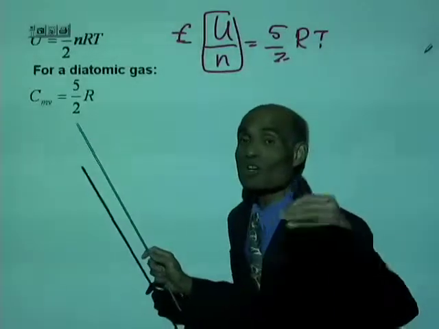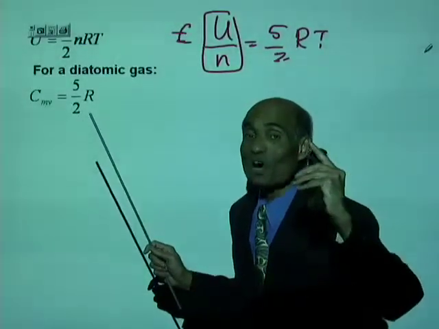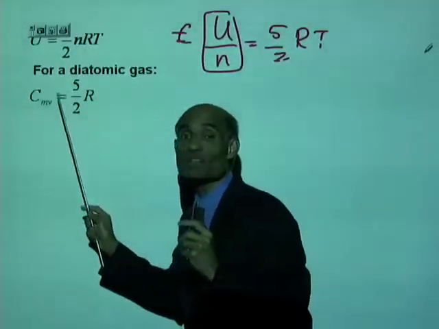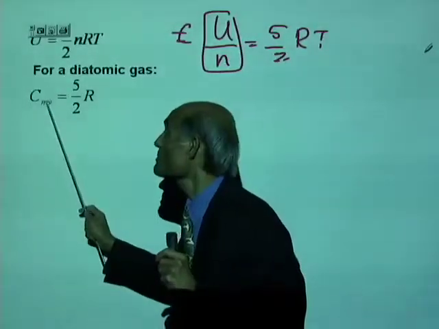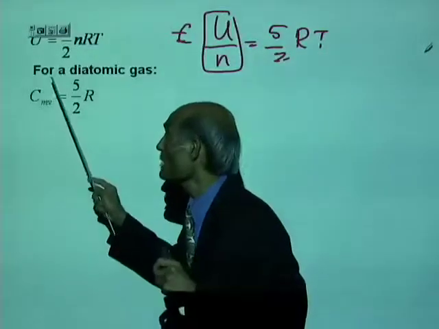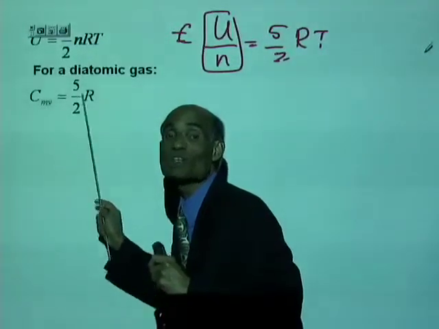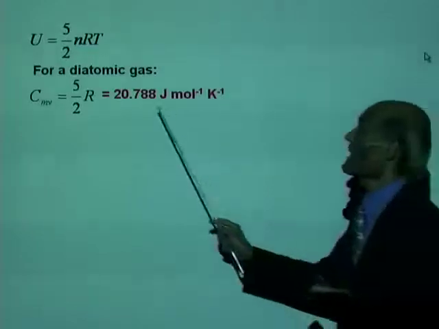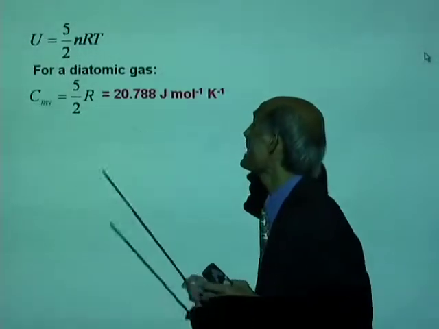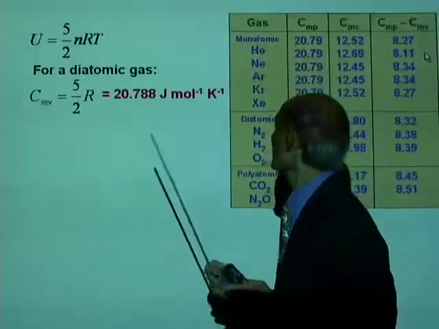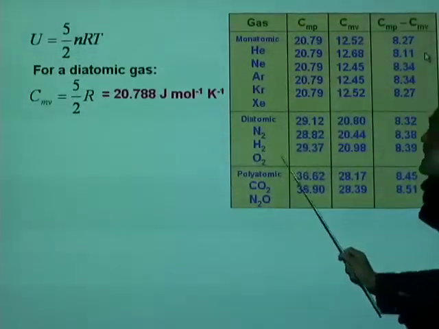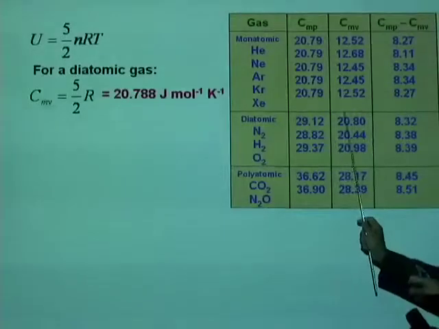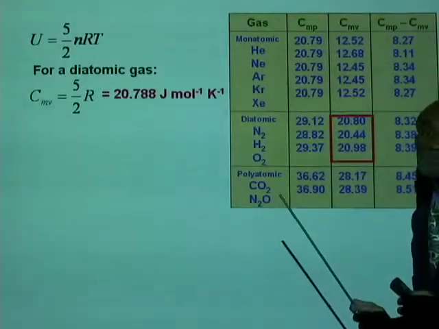What was the value we had got earlier? Earlier we got 3/2 R. But that is true for a monoatomic gas. So you must distinguish. For a monoatomic gas, C_mV is 3/2 R, but for a diatomic gas, C_mV is 5/2 R. Okay. And that will be 20.788 joules per mole per Kelvin. And if you now look at the values for diatomic gas, C_mV must be 5/2 R. Now, do they agree? Yes, they agree absolutely.